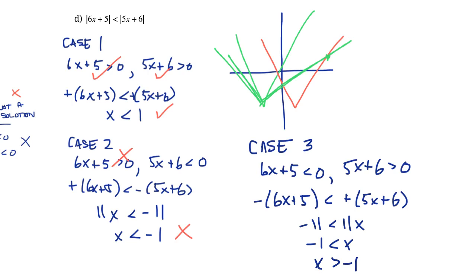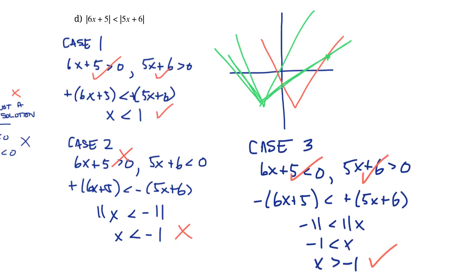Now let's check if this satisfies the conditions. So when I plug in negative 1 to my condition here, 6 times negative 1 plus 5, that is a negative number, so that does agree with that. And then 5x plus 6, 5 times negative 1 plus 6, that is a positive number, right? It's positive 1. So it does work there. That means this is actually part of our solution as well, right? So it's basically saying the negative branch of this function and the positive branch of this function are going to intersect at negative 1.